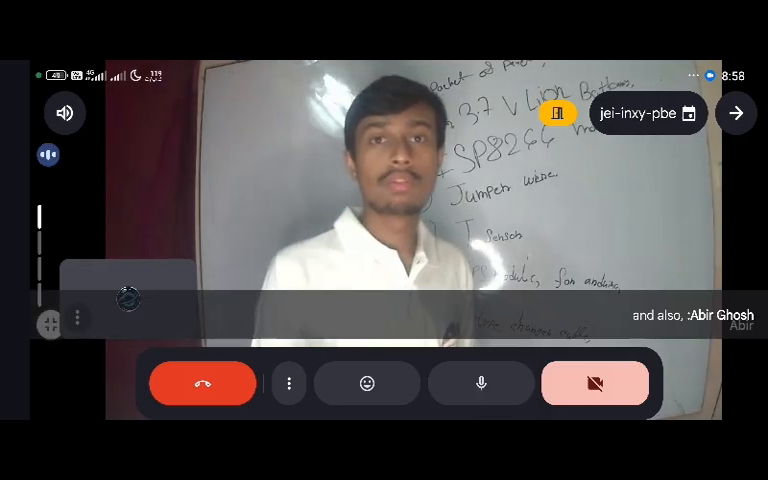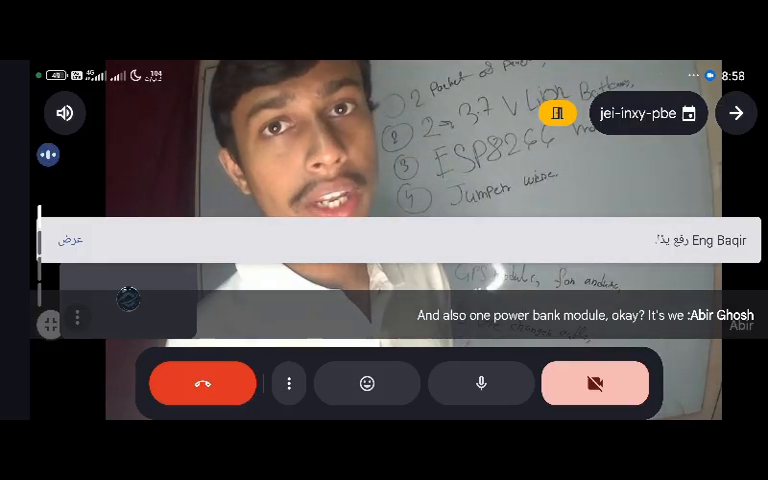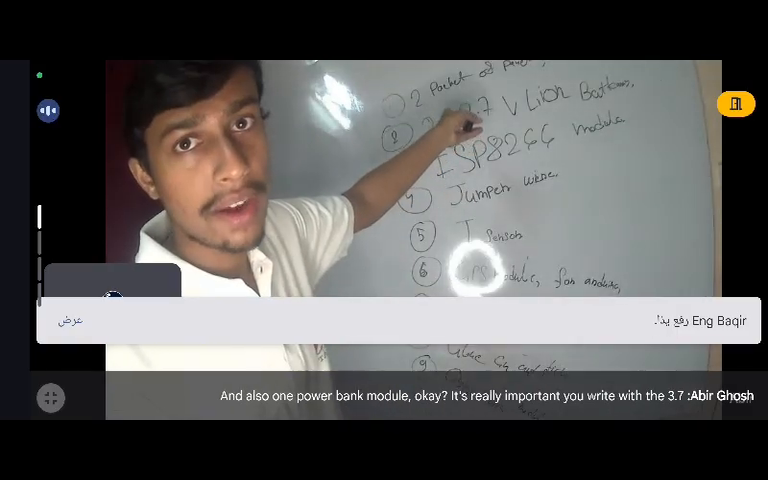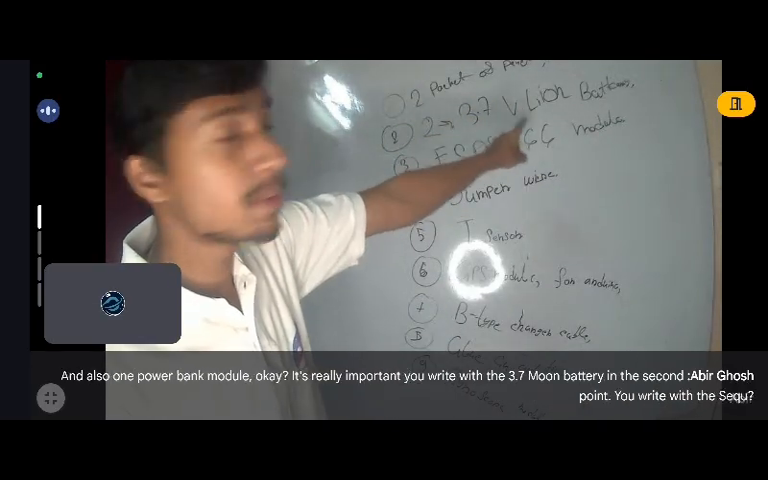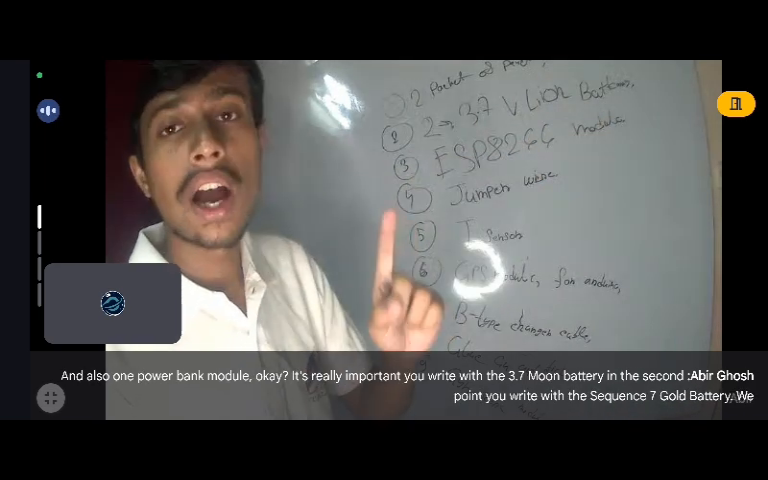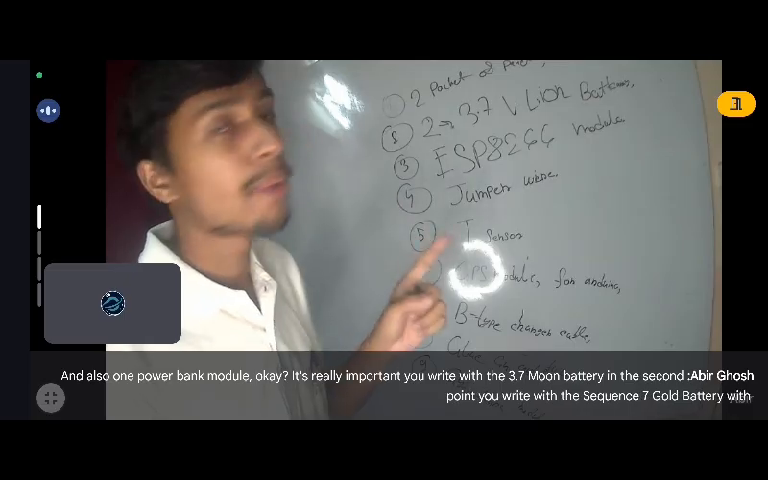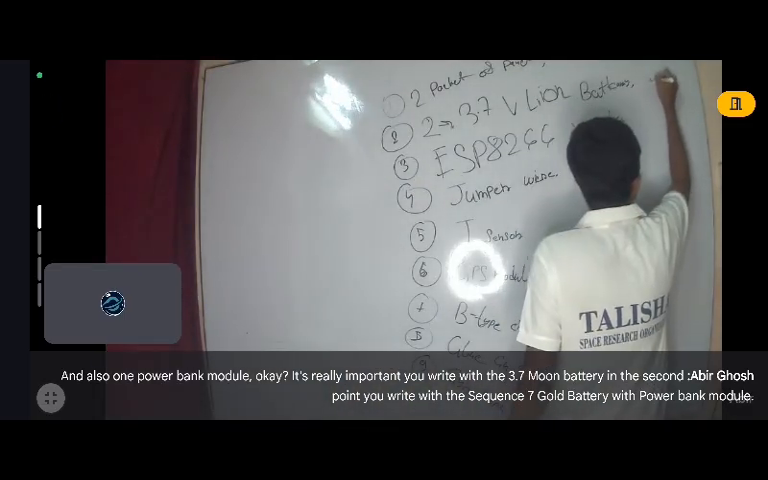And also one power bank module. Okay, it's really important. You write with the 3.7 volt battery in the second point. You write with the 3.7 volt battery with power bank module. And communication system.